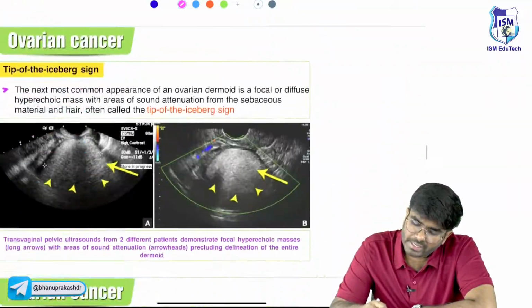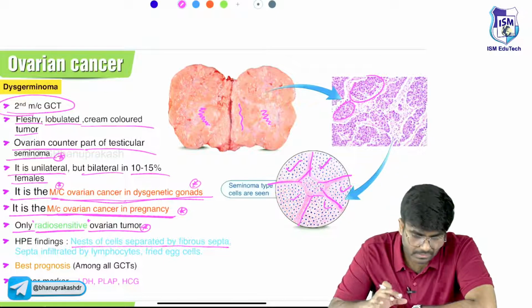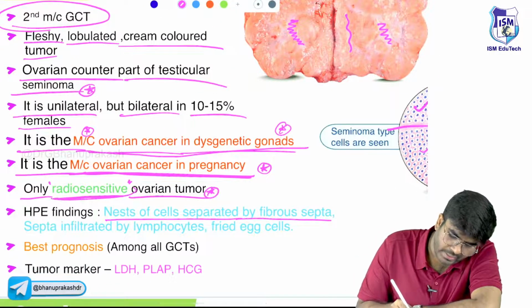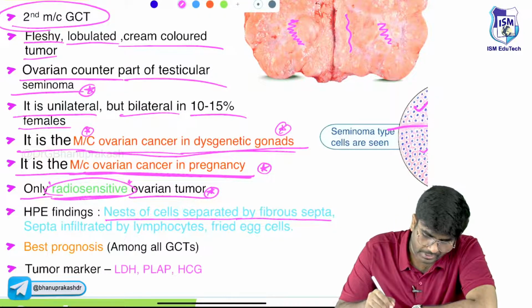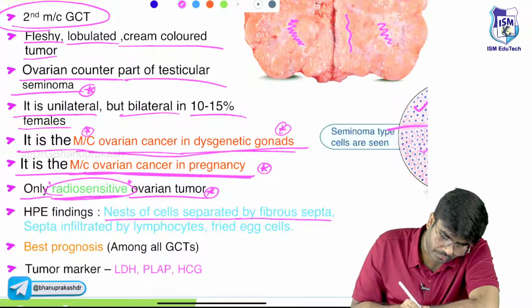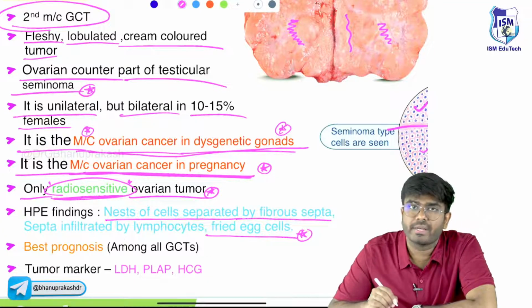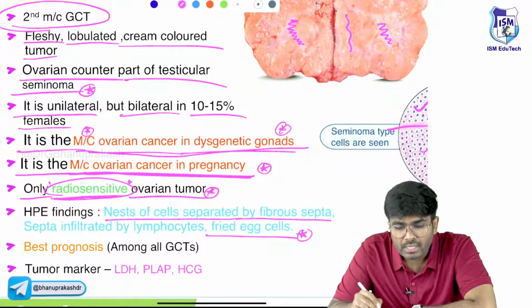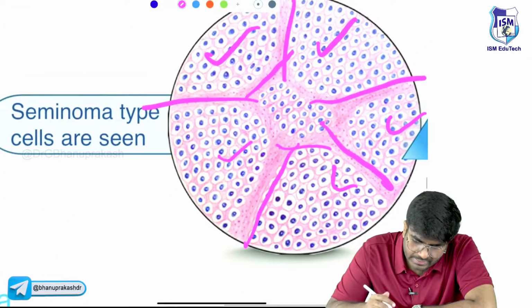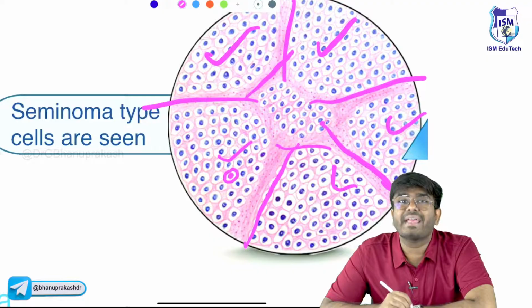Now here I am talking again, nests of cells are seen, but they are separated by thick septa. In dysgerminoma, it's the only tumor which is highly radiosensitive. Nests of cells are separated by thick septa. The cells are going to show the fried egg appearance, the central nucleus with the perinuclear halo.